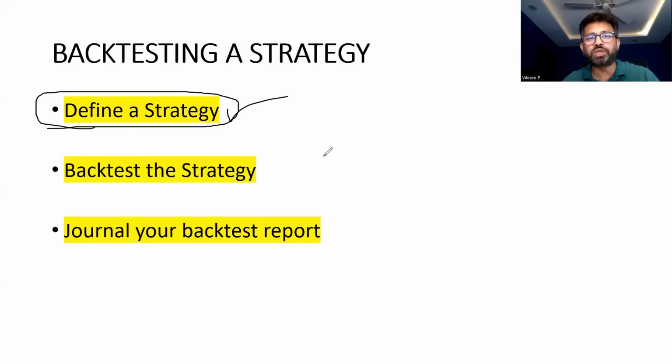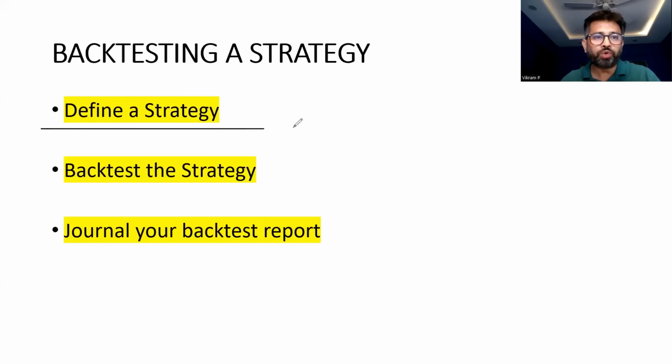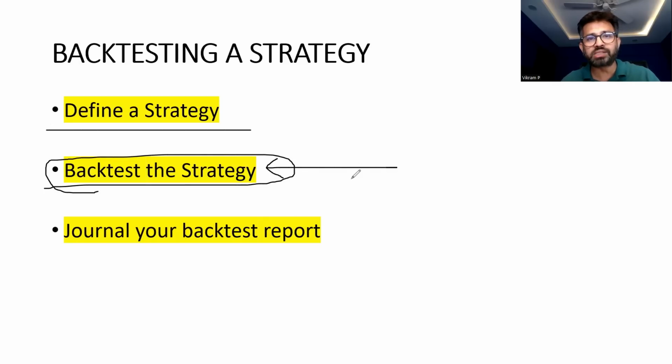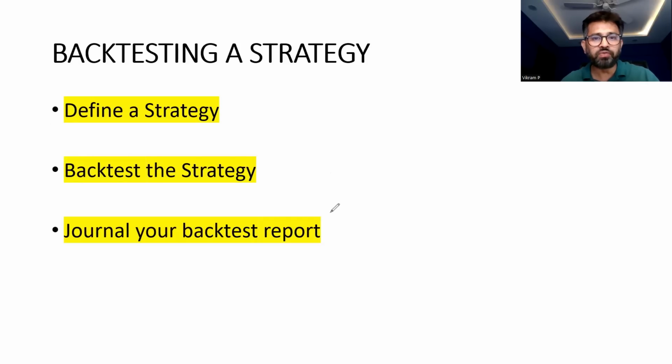Few days back, I wanted to check a price action based strategy, and how I did the backtesting is what I'm going to discuss in this presentation. So first you have to define a strategy, either price action or indicator based. That is your choice. Next, you have to backtest the strategy. That means once you have defined the strategy, you have to go to historical charts and backtest it to see how many times it worked and how many times it failed.